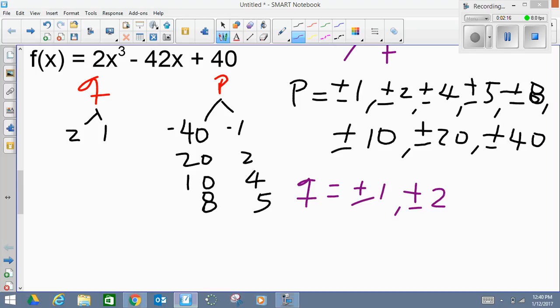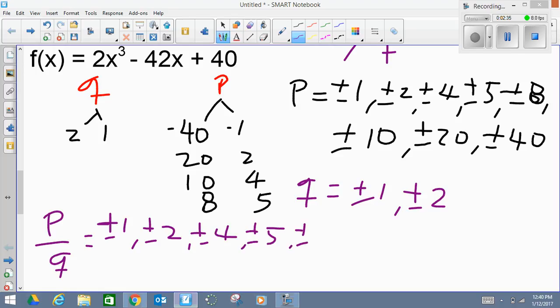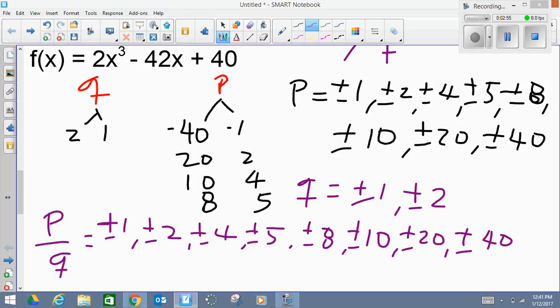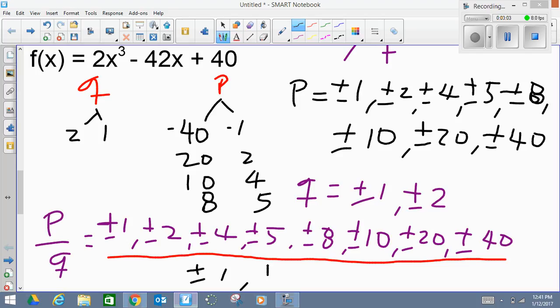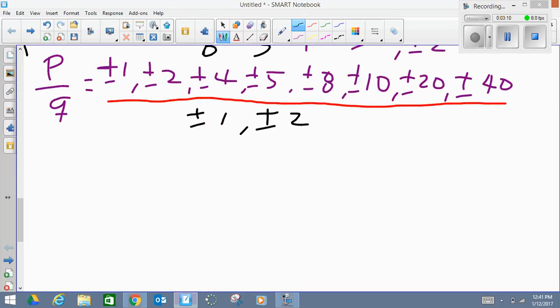The way we list the possible zeros is by doing P over Q. P, all the possible zeros. So I've got to bring that list again. It's a long list, but nothing we can do. Plus or minus 4, plus or minus 5, plus or minus 8, plus or minus 10, 20, 40. Everything over all the factors of Q, which doesn't have too many, so I'm going to have plus or minus 1, plus or minus 2. Now, the question was to list all the possible zeros. So now I'm up to that point, P over Q.